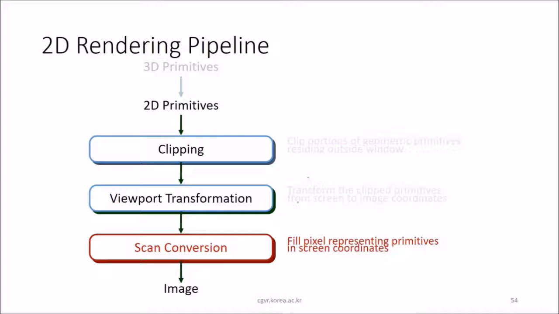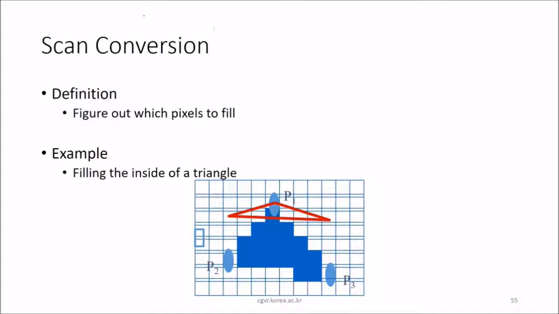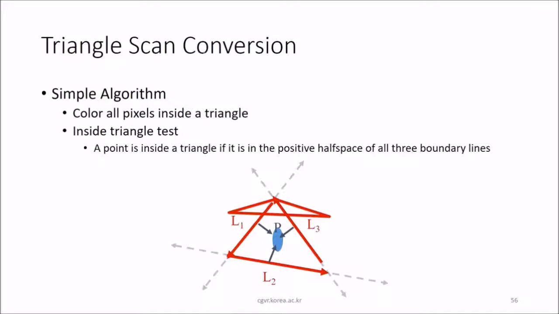Then we come to the scan conversion, that is, we want to fill pixels representing primitives in the screen coordinate. Now we have shown things, now we want to fill the pixels also. So how to fill the pixels representing the primitives in screen coordinate? First is scan conversion. Scan conversion is where we figure out which pixel to fill. For example, filling the inside of a triangle. If this is a triangle, we want to fill this triangle with pixels. So we can have triangle scan conversion.